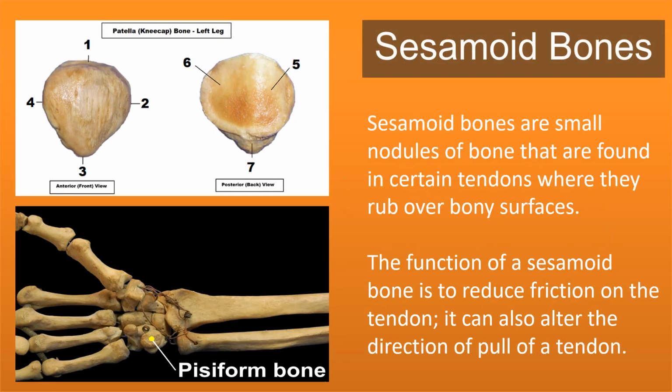Sesamoid bones are small nodules of bone that are found in certain tendons where they rub over bony surfaces. The greater part of the sesamoid bone is buried in the tendon, and the free surface is covered with cartilage. The largest sesamoid bone is the patella, which is located in the tendon of the quadriceps femoris. Other examples are found in the tendons of the flexor pollicis brevis and the flexor hallucis brevis, and the function of a sesamoid bone is to reduce friction. Another example would be the pisiform bone, which is an attachment or insertion of your flexor carpi ulnaris.